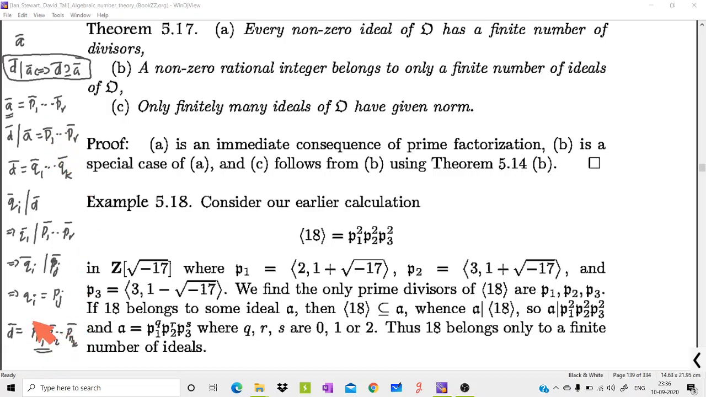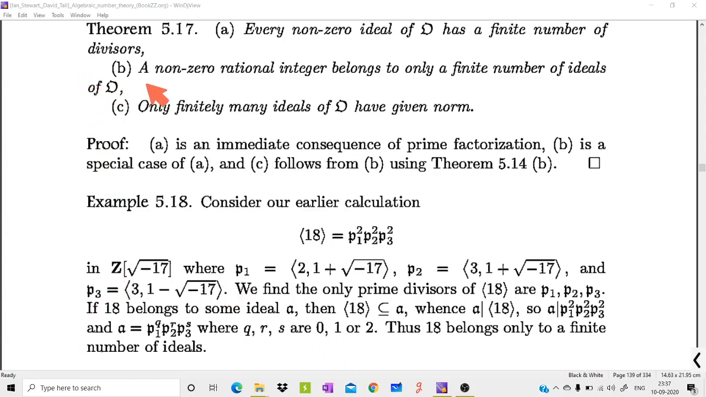So the only possible such product is a product of ideals taken from these prime ideals P1, P2 etc. So this product is always finite. We know that for a non-zero ideal A, the prime factorization is unique. So this R is a finite number. So from these factors we can construct this D. Every divisor takes this form, so these forms are finite. So every divisor is finite in number.